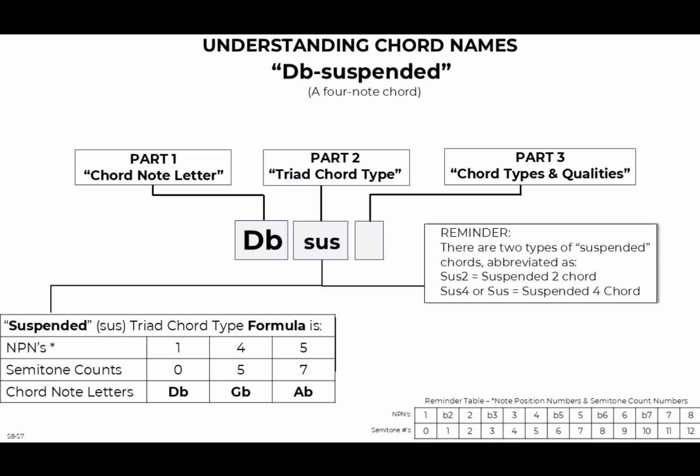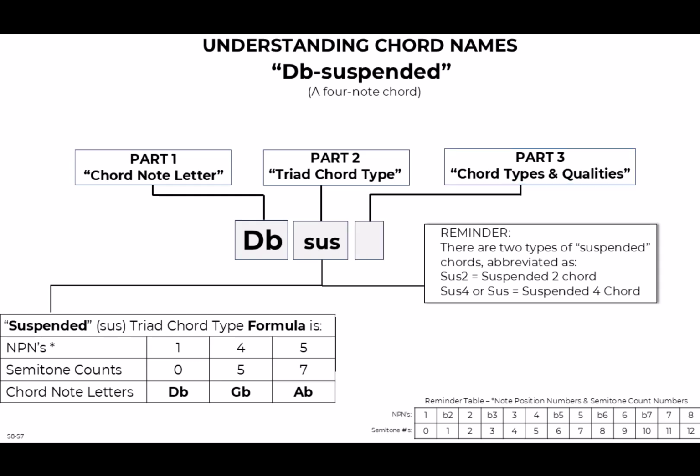And looking up the SUS4, or the sus4 chord as it's commonly called, and when we look up its chord formula, we find it to be note positions 1, 4, and 5, or the semitone count numbers of 0, 5, and 7, as included in the left table. In Part 3, we see there is no other chord type or note quality information provided, since this really is simply a triad chord type.